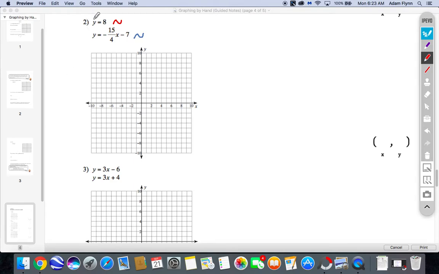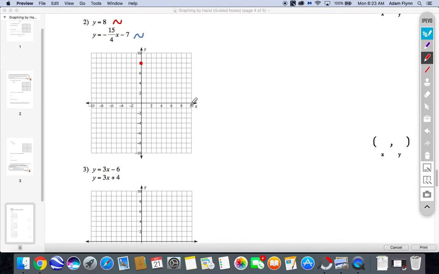So taking a look at y equals 8, I've got no x on the right side, so that means it's going to be a horizontal line. Whenever I have y equals a number, that means regardless of what my x-coordinate is, my y-coordinate will always be 8. So I can go up to 8 on the y-axis, and I have no slope. So that means if I plug in 0 for x, which I have no x, I know I'm going to get 8.